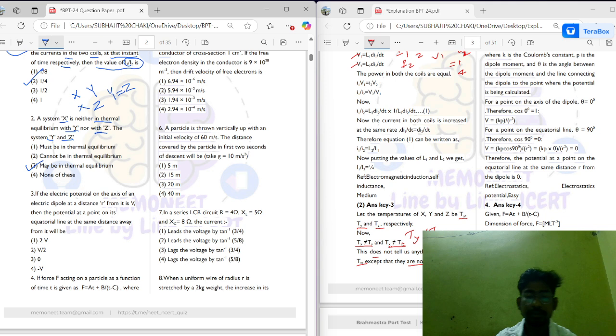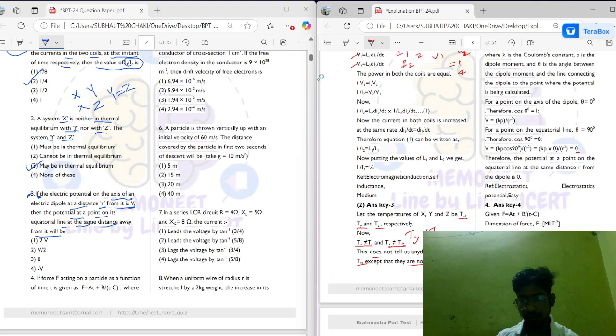Now moving on to question number 3. If the electric potential on the axis of an electric dipole at a distance r from it is V, then the potential at a point on its equatorial line at the same distance away from it will be. At the equatorial line the voltage will always be equal to 0.